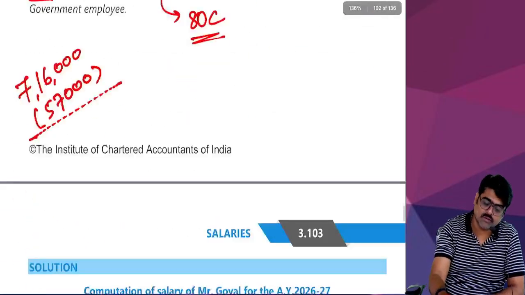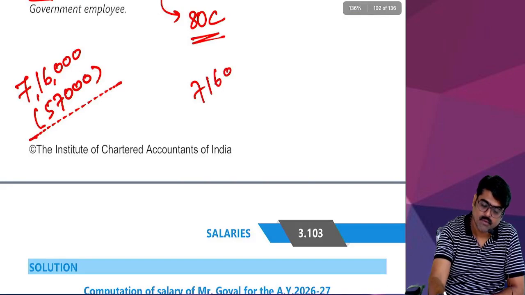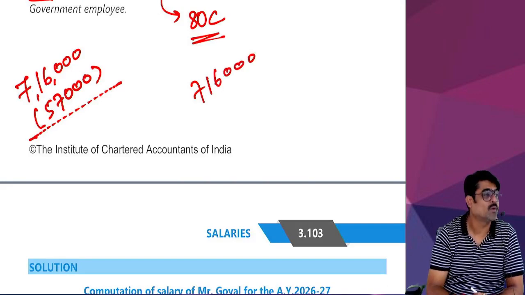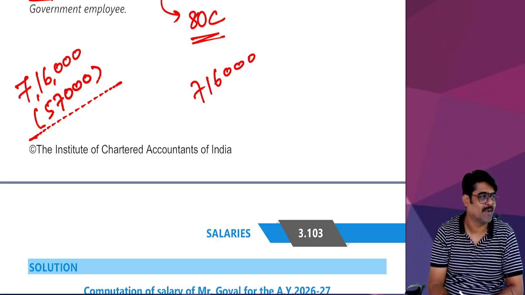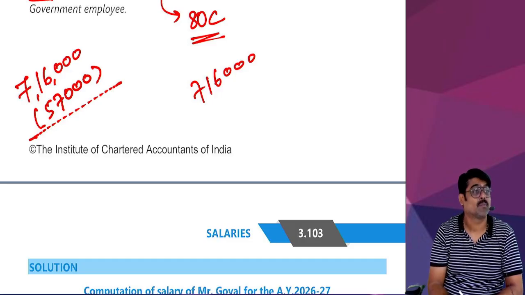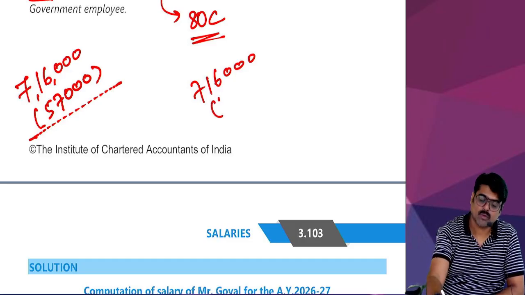But now, since you are following 115BAC, you will get 75,000 standard deduction. Entertainment allowance deduction you are not going to get. And you are not going to get any deduction for professional tax. So how much will be the total deduction? Reduce this.